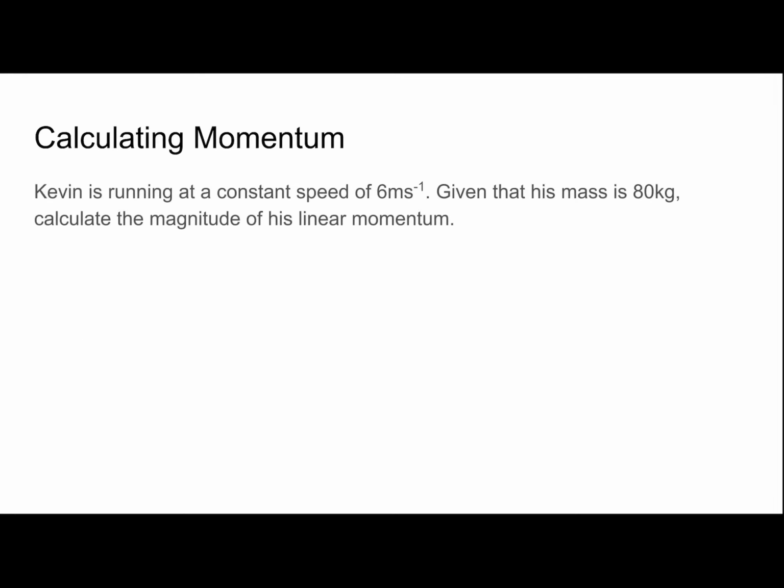Alright, so let's calculate momentum. You have a simple example here. Kevin is running at a constant speed of 6 meters per second. Given that his mass is 80 kilograms, calculate the magnitude of his linear momentum. I'll give you some time to work out this question.